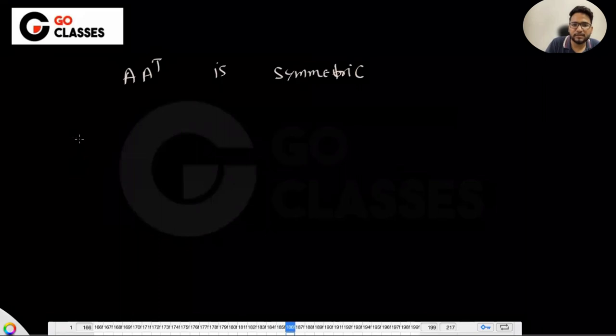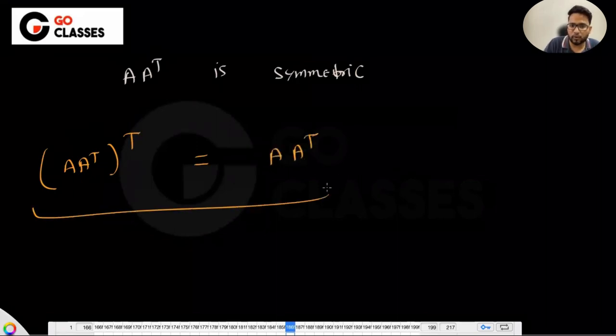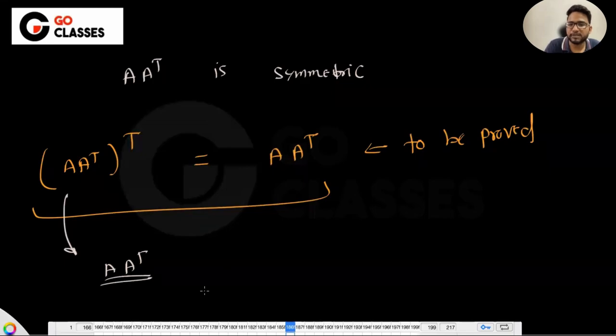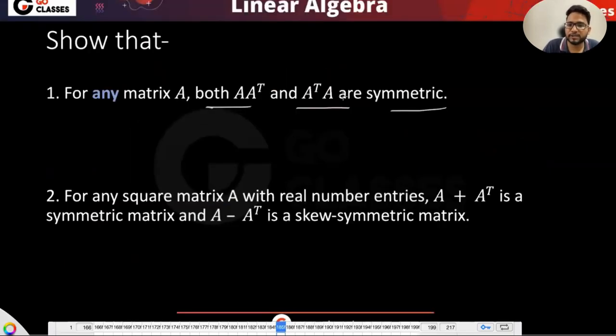I think it is easy. How to prove anything is symmetric? We will take that matrix, put the transpose, and just prove that it is its own matrix. So this is to be proved. This is just a mathematical definition of this English sentence. Now you can take this transpose, which is just A into A transpose. So there is nothing to be proved, right? Similarly, you can prove the later part, which is A transpose. So you can easily prove this.